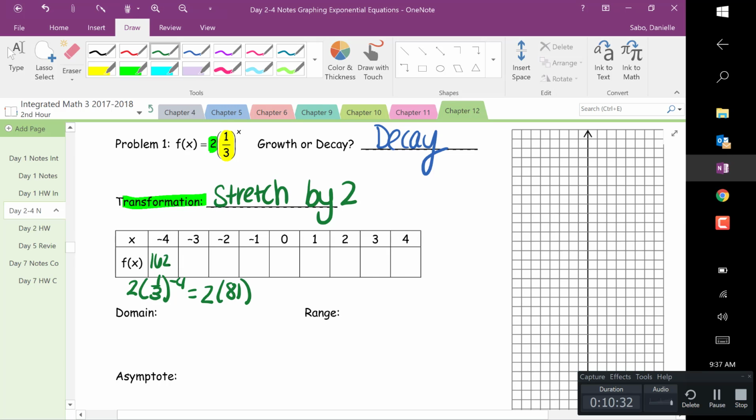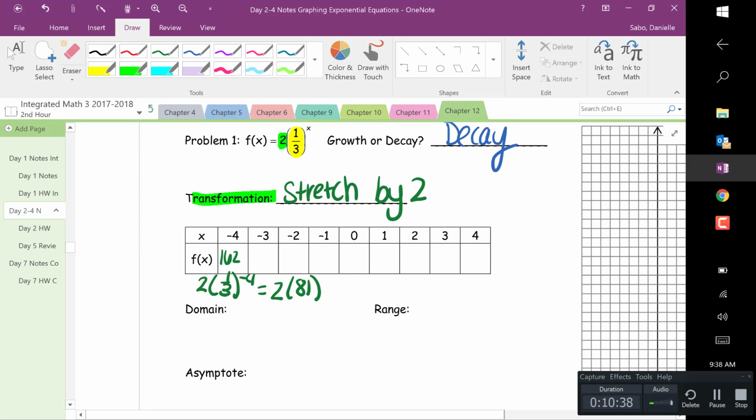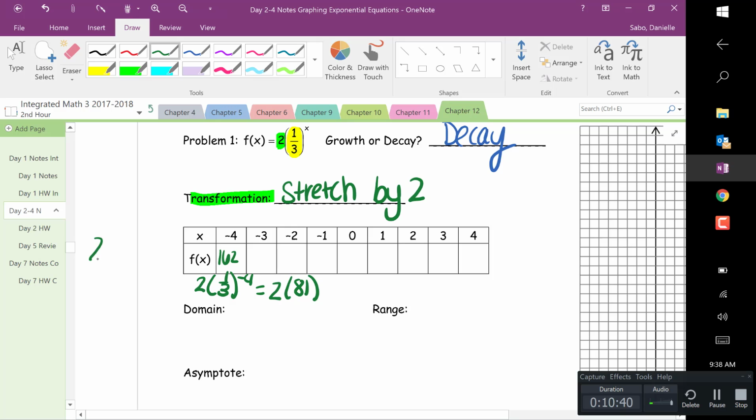Okay, I'll do one more with you, then I'm going to challenge you to do the rest. So again, off to the side. You can go off to the side here. And I'm going to do 2 times 1/3 base, and I have a -3 exponent. Now again, in my head, you have to apply exponents first because the rules of Please Excuse My Dear Aunt Sally tell us we have to do exponents first.